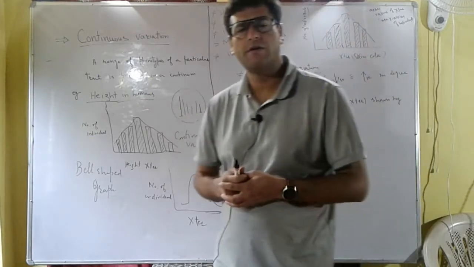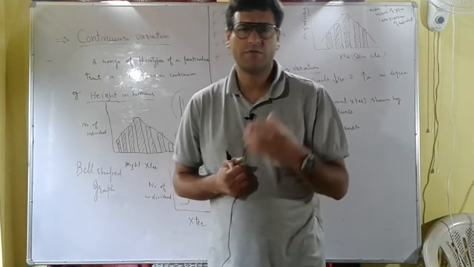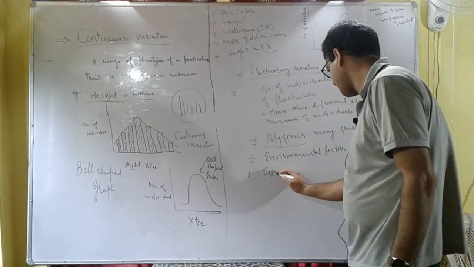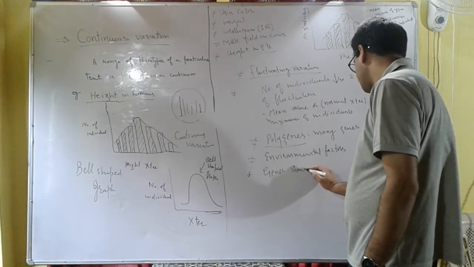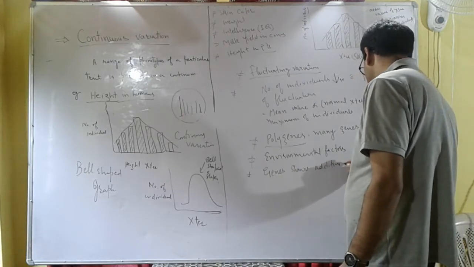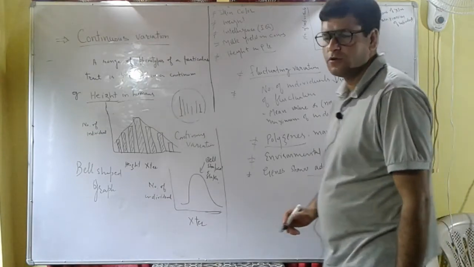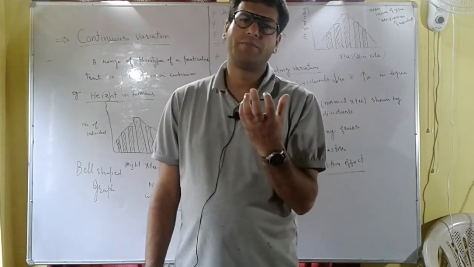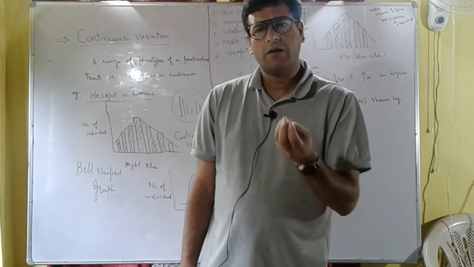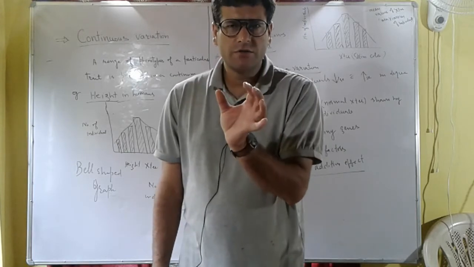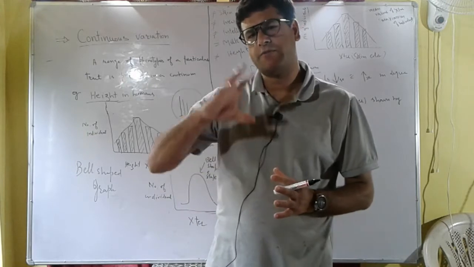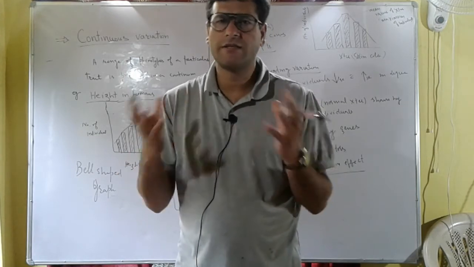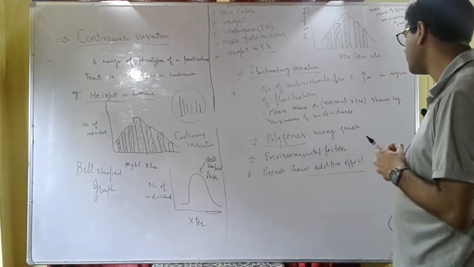Then another important thing regarding continuous variation is that the genes show additive effect. For example, take skin color. The greater the number of darker genes, the darker the skin color the individual will possess. The smaller the number of darker genes, the lighter the skin color, and vice versa. If in an individual the number of darker genes is larger, the skin color would be darker. So it shows the additive effect.